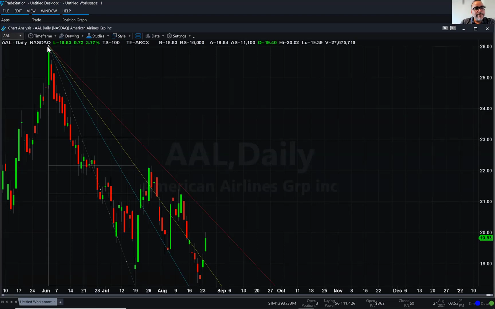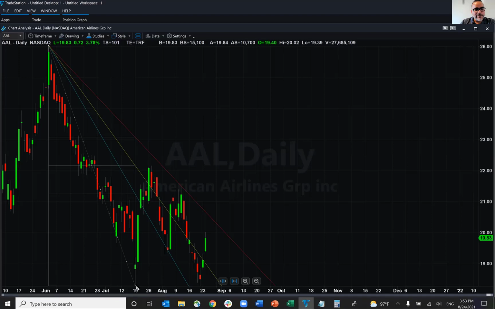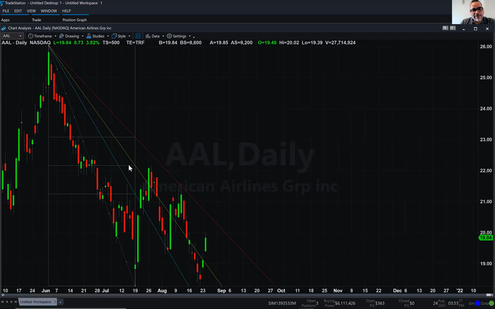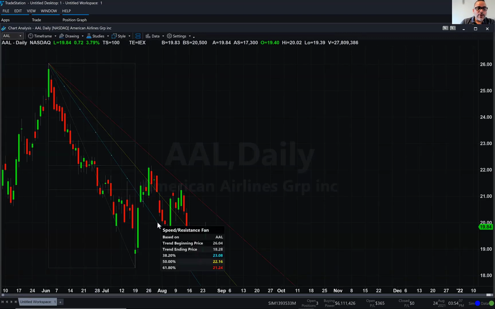So it goes from 0 to 100. Divides the box in half. That is your 50% line. If you click and hold on the actual speed resistance fan, you can see the levels and the percentages. So you can see the blue line. The blue line is at 38.2%. The yellow line is at 50%, and the red line is at 61.8%.